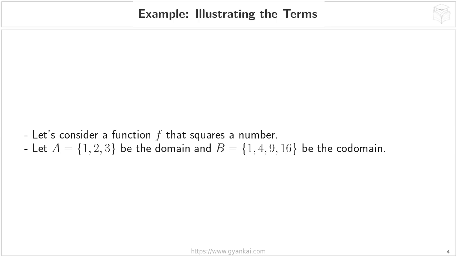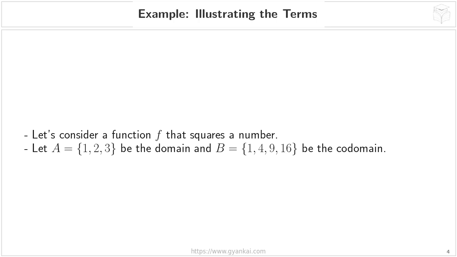Example, illustrating the terms. Let's move on to an example to really solidify our understanding of domain, codomain, and range. As we discussed in the previous slides, these concepts are vital when working with functions. Now, on this slide, we're going to consider a function, let's call it f, that simply squares a number. So it takes a number and multiplies it by itself.